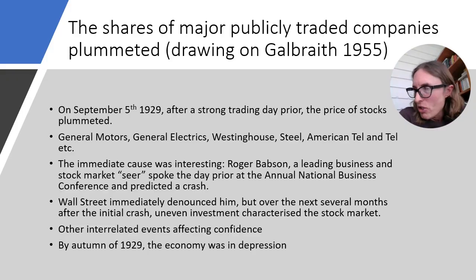But you get the picture. A number of elements were coinciding here to produce a crash. So the effects were that industrial and factory production experienced a downturn in June of the 1930s.